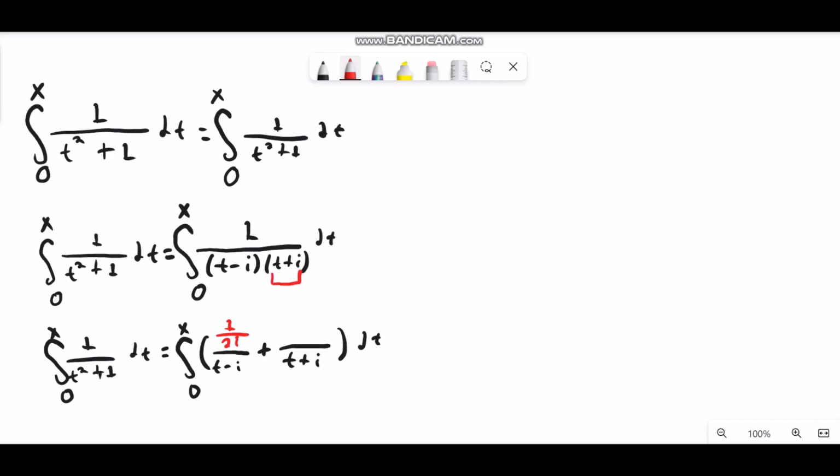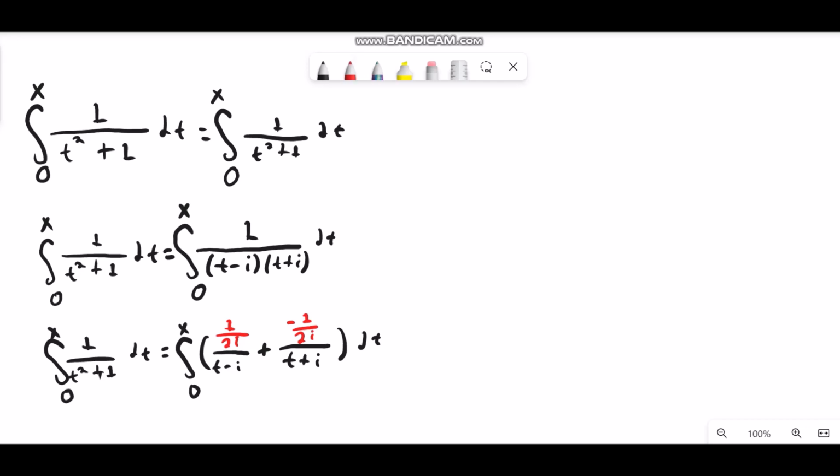All right, now we'll do the same thing here. We'll set this denominator equal to 0. That means that t plus i equals 0, so t equals negative i. We'll cover it up, and plug t equals negative i into the rest here. When we do that, we get 1 over negative i minus i, in other words, negative 1 over 2i. So this numerator is going to be negative 1 over 2i.